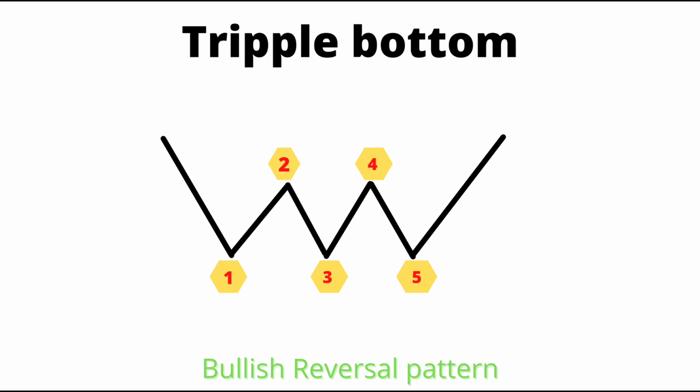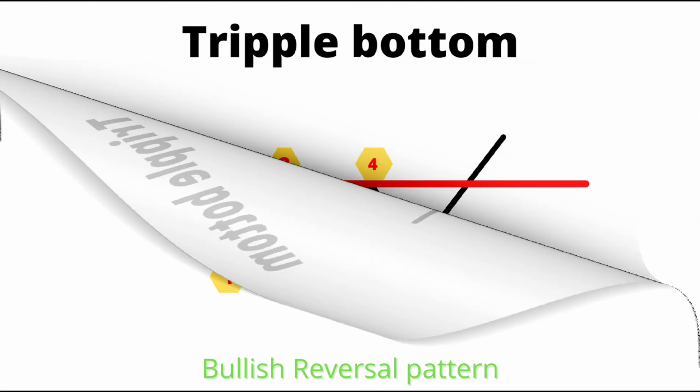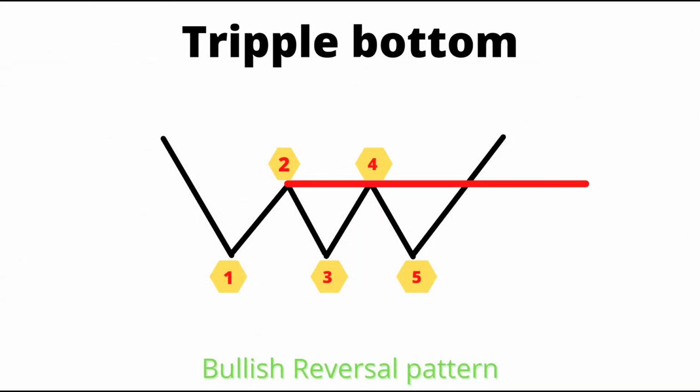A detail that we see in a triple bottom, or don't see in a double bottom, is the fact that the breakout line, or neckline, now has two anchor points. This line can be sloped instead of horizontal. It all depends on what happens when you connect highs 2 and 4, which forms the neckline or breakout line.